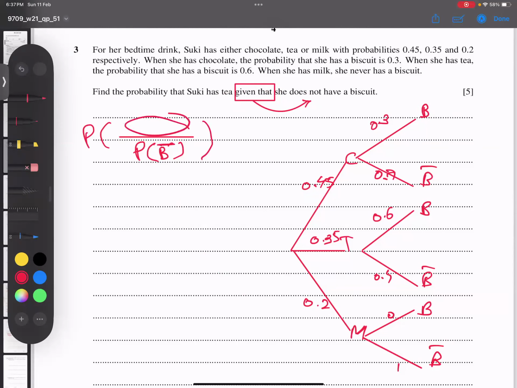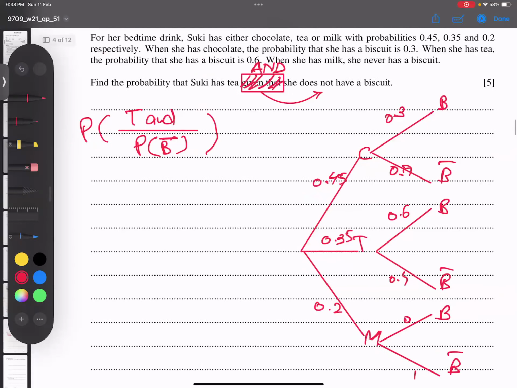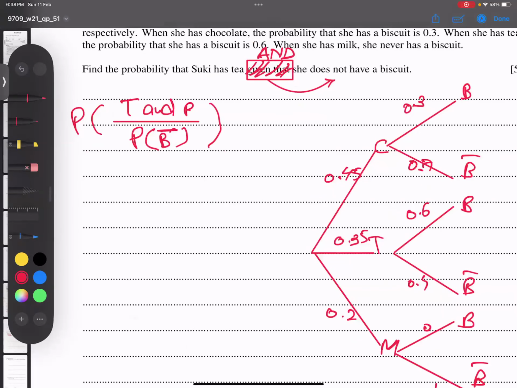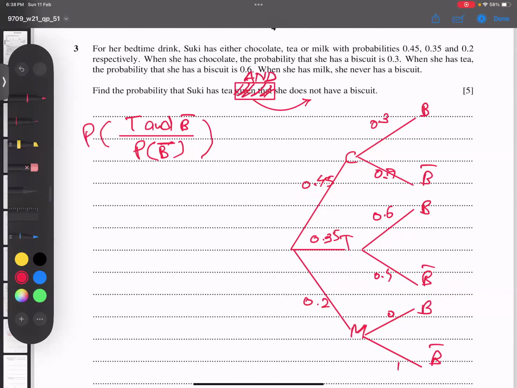In the numerator, students, I will write what comes before given that and after given that. The best technique: remove the given that words, rewrite the A and the B, and read them together. Suki has a tea and she does not have a biscuit. Repeat: tea and not biscuit. So this is the plan.